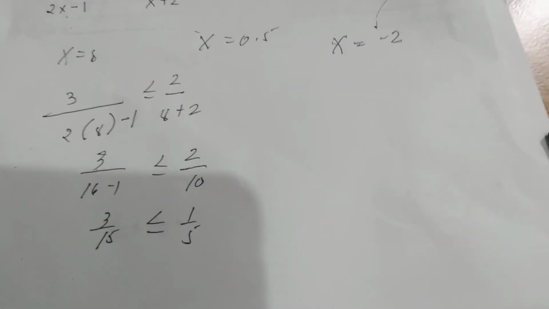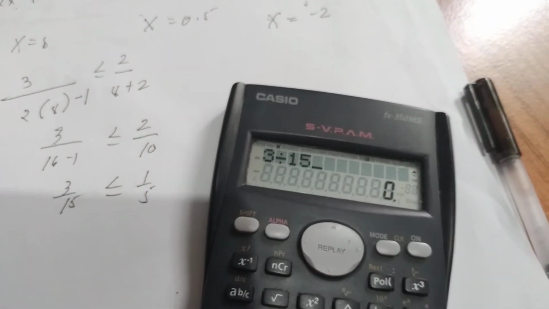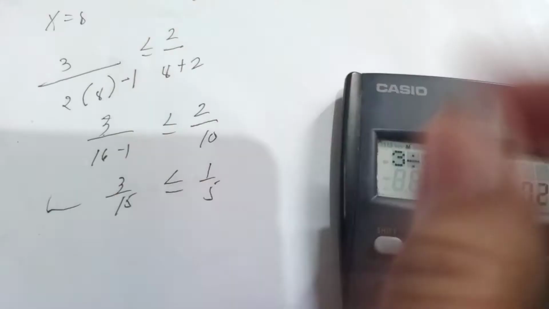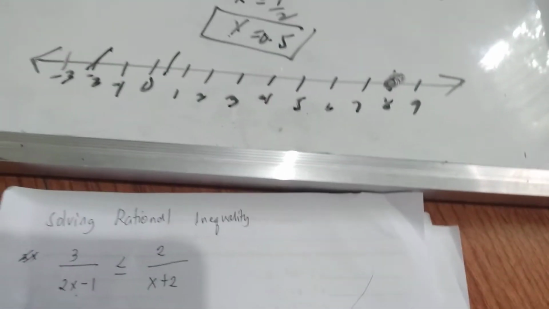So, divide natin. So, 3 divided by 15, that is 0.2. Is less than or equal to 1 divided by 5, that is also 0.2. So, they are equal. So, ibig sabihin, yung ating 8 kanina, ito yon is included. So, kasali siya. Sa shaded portion dapat yon.